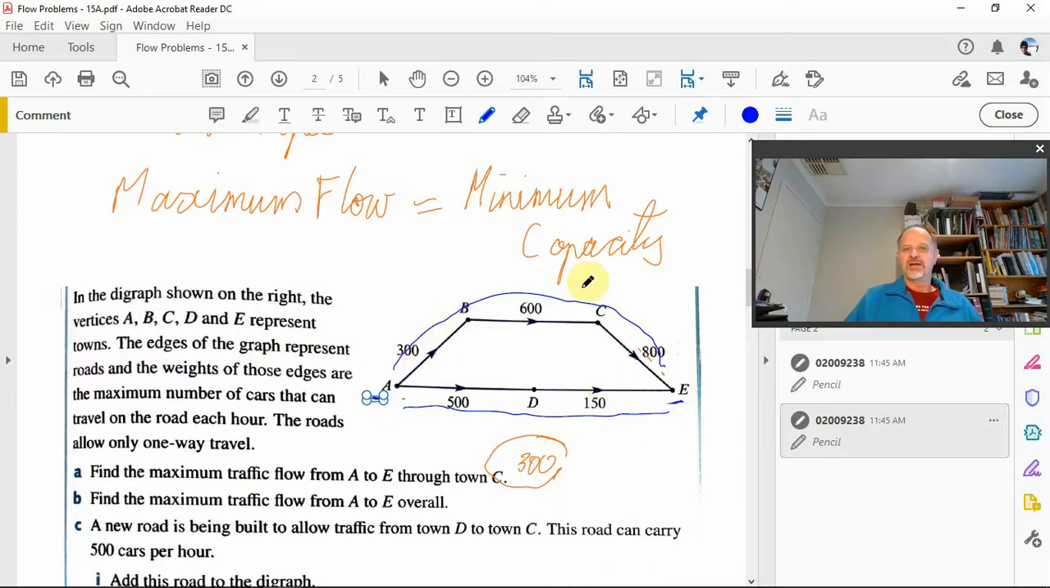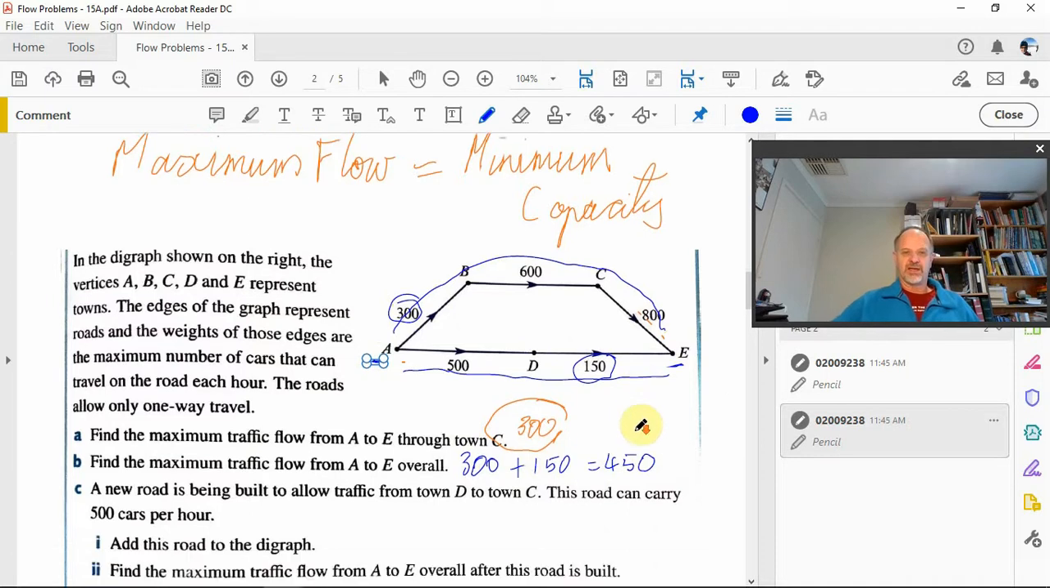Now this top one here, the maximum flow is the 300, and the bottom one across here, the minimum capacity is 150. Now because those two routes are independent of each other, we can actually get 300 cars going that way and 150 going this way. So our maximum flow would be the 300 plus the 150, which would be 450 cars per hour in that situation.